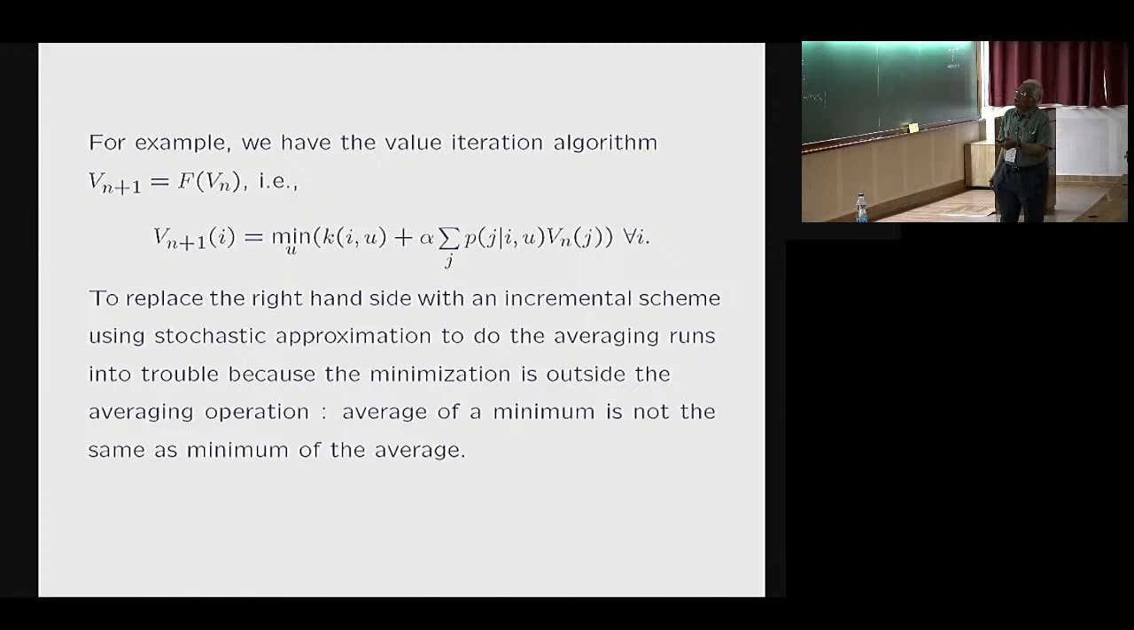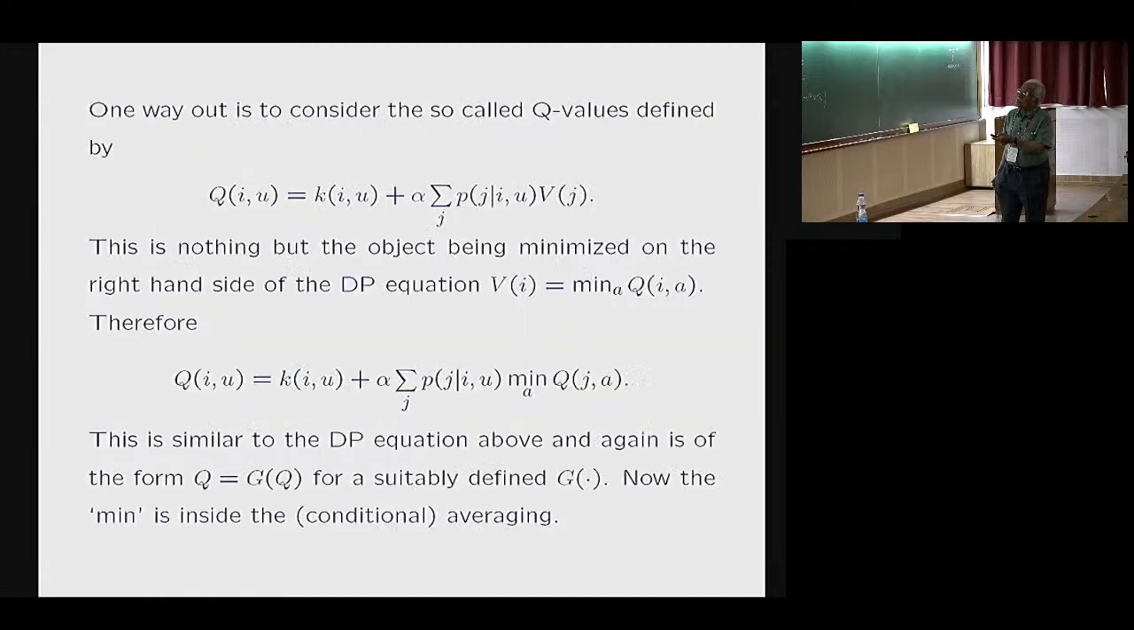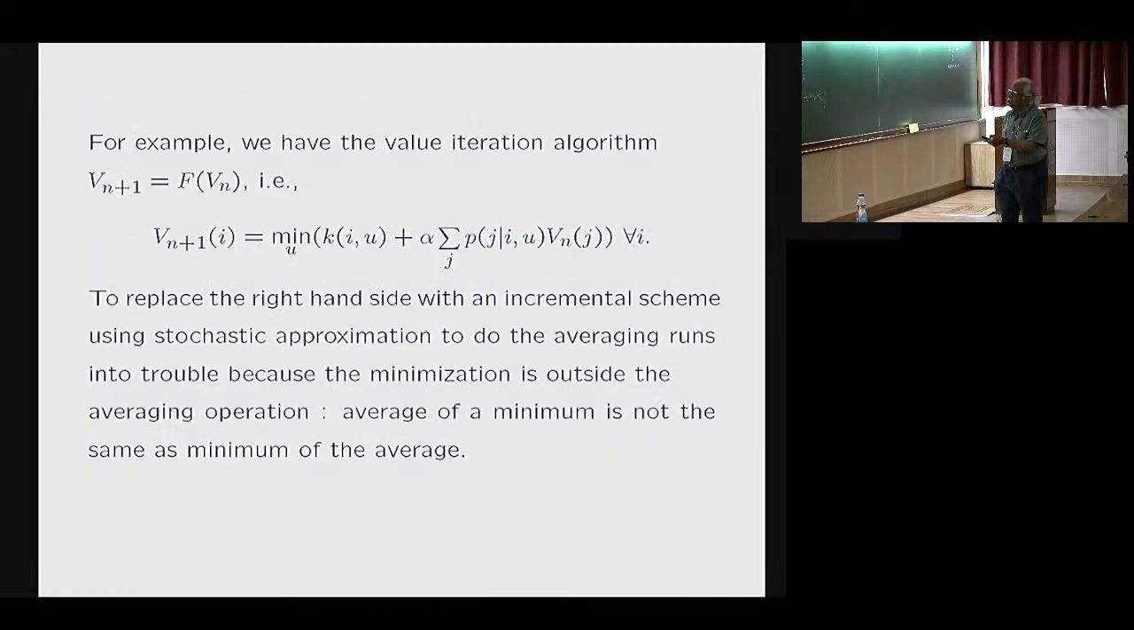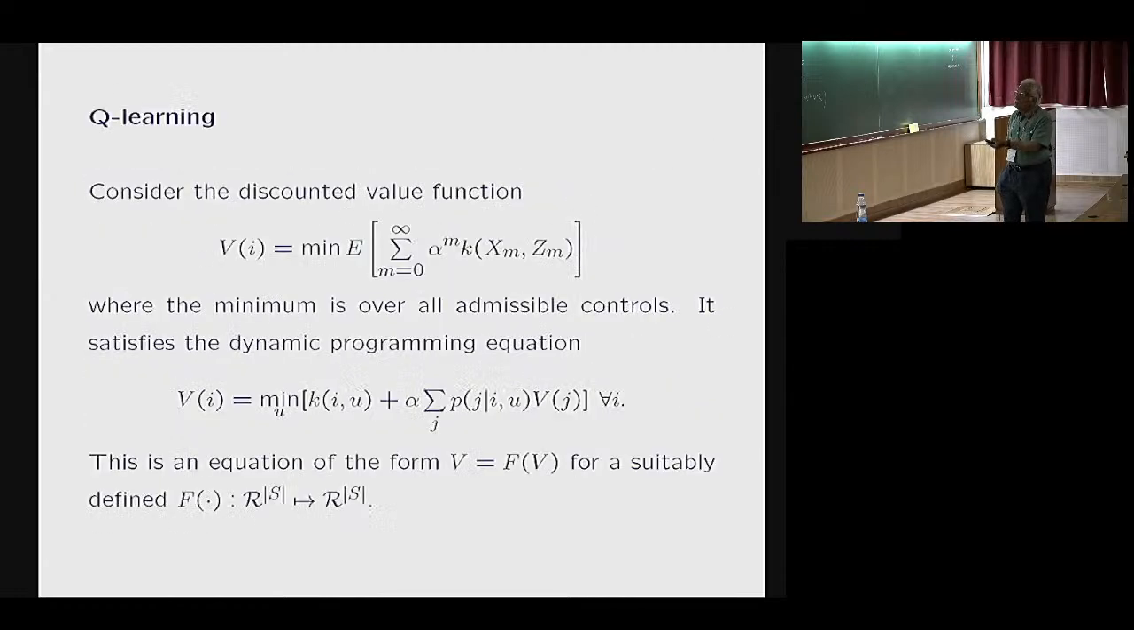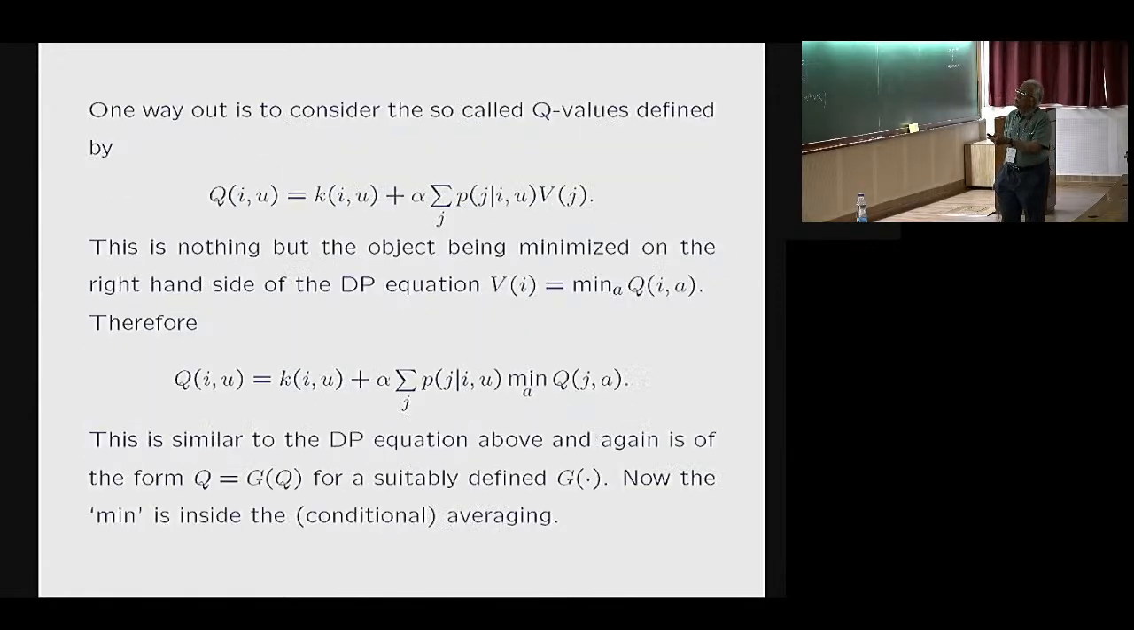So what you do, I already said this, is look at this object inside, which I call the Q value. Define the Q value to be that. Then Vi is just the minimum over U of Q(i, U). So Q satisfies its own dynamic programming equation. But now the minimum is inside the average. It's still a fixed point equation, Q equals GQ.